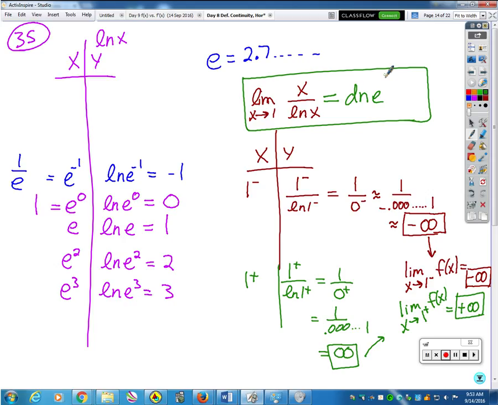What else? Nice focus. Good work. Next one.